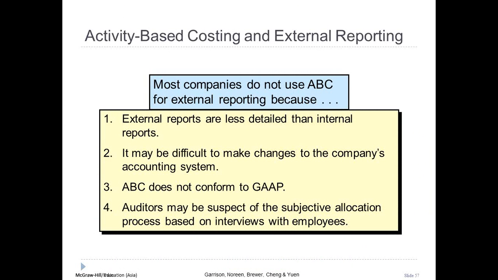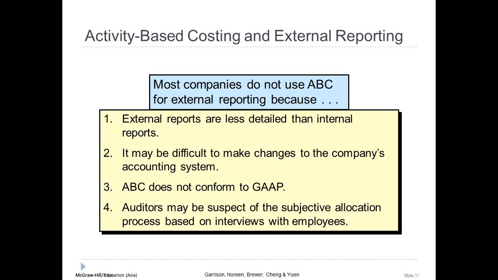There are 4 reasons why companies do not use ABC for external reporting purposes. First, external reports are less detailed than internal reports in the sense that individual product costs are not reported. External reports only disclose cost of goods sold and ending inventory. Therefore, some products are undercosted and others are overcosted. The errors tend to cancel each other out when the product costs are added together.